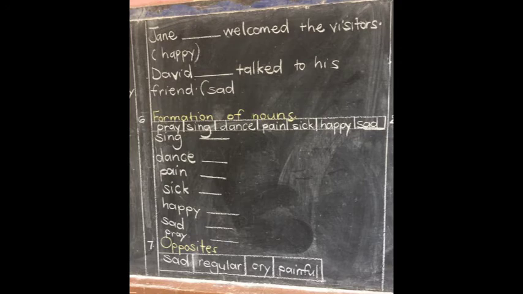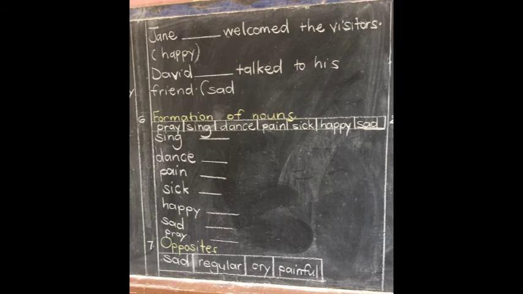So still we have an activity there. You're going to form for me nouns from those verbs and adjectives. Write the noun that you can get from sing, from dance, from pain, from sick, from happy, from sad, and from pray.